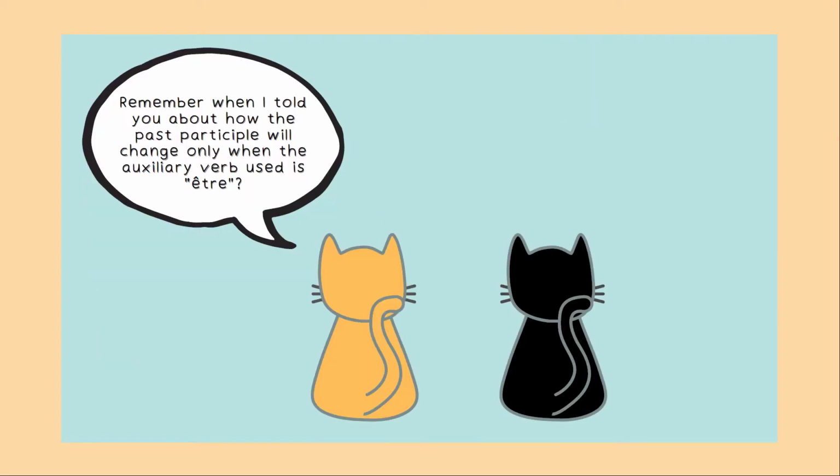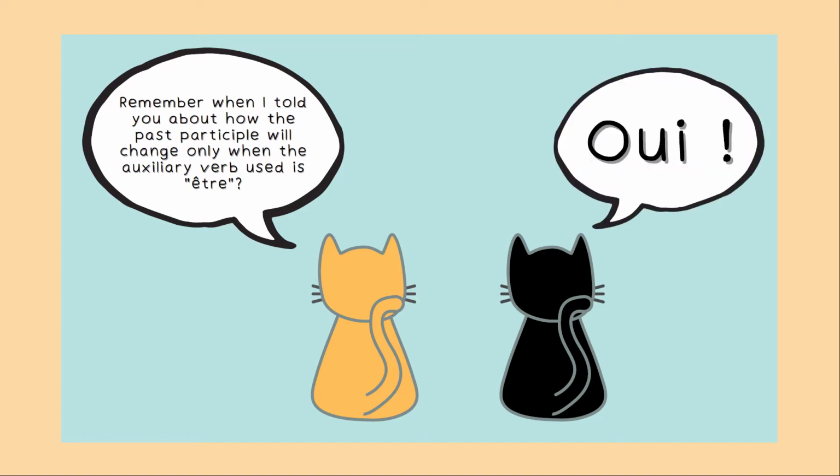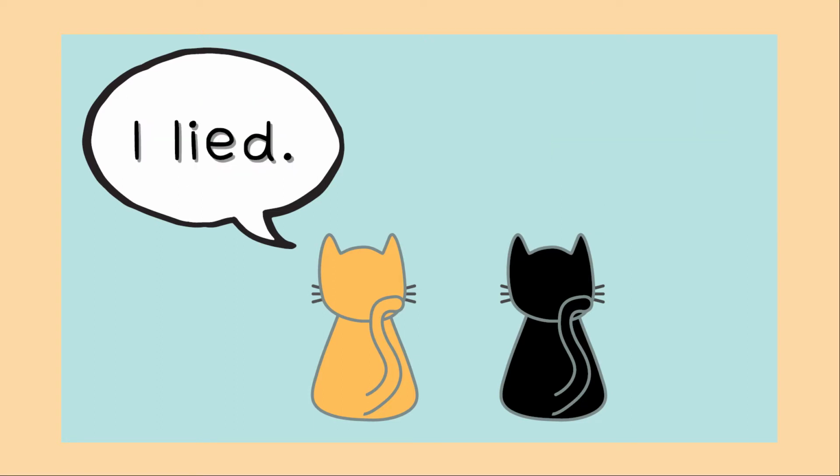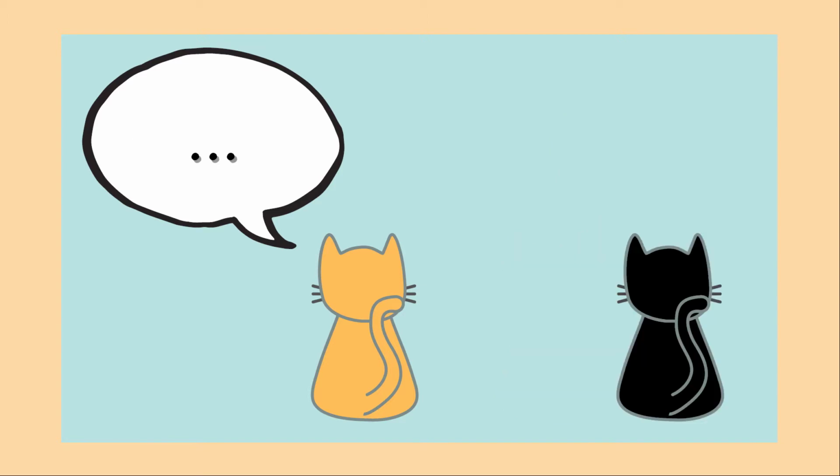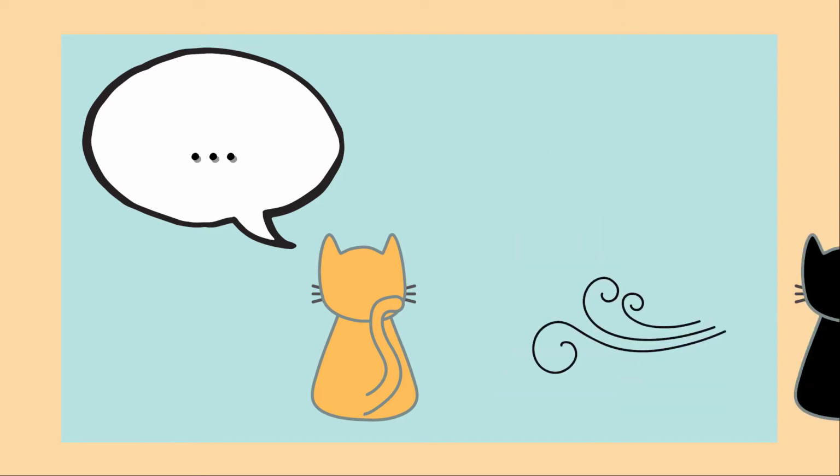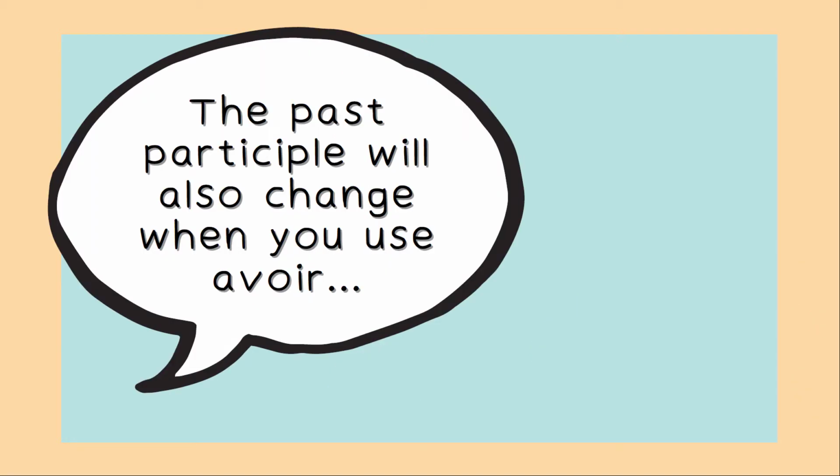So remember when I told you about how the past participle will change only when the auxiliary verb used is être? Oui, I lied. So this is kind of the reaction I get from my students. The past participle will also change when you use the verb avoir, the auxiliary verb avoir.